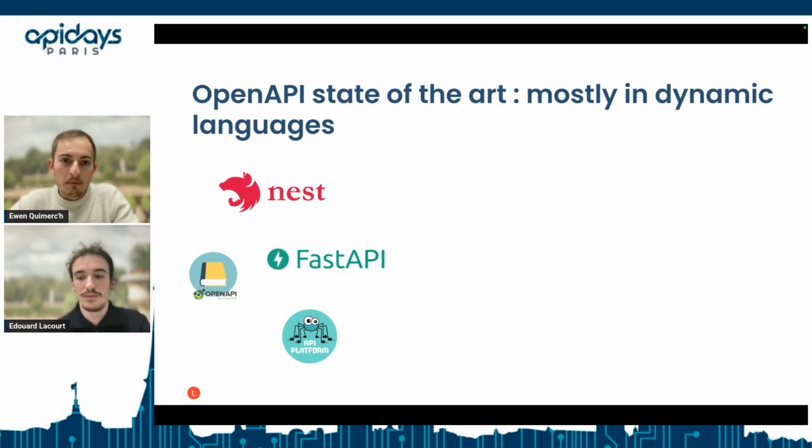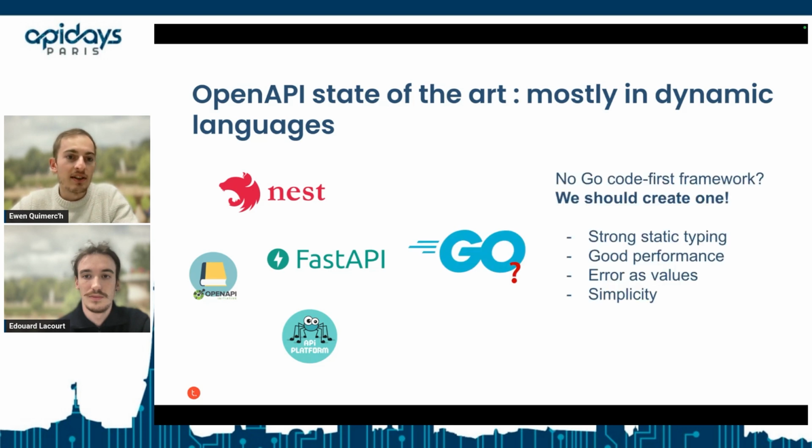But we have a big issue for dynamic languages. It is that it's dynamically typed. So we have a triple source of truth. For example, in Nest, we have TypeScript on the IDE. We have the JavaScript, which is executed on the server, which can differ, and at the end, the OpenAPI specification.